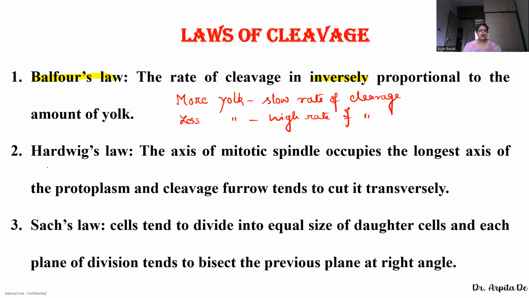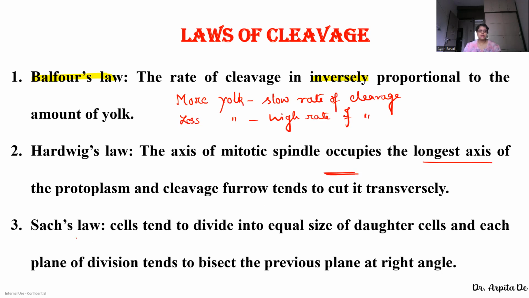Next, what is that? Hardwick's law. What does it say? The axis of the mitotic spindle occupies the longest axis of the protoplasm, and the cleavage furrow tends to cut it transversely. So the spindle has an axis, right? The axis of the spindle occupies the longest axis of the protoplasm, and the cleavage furrow tends to cut it transversely, like this.